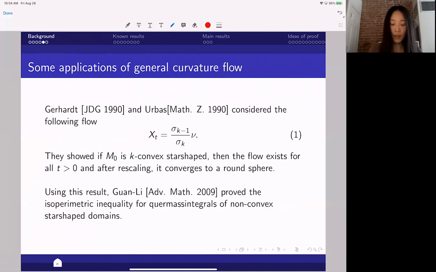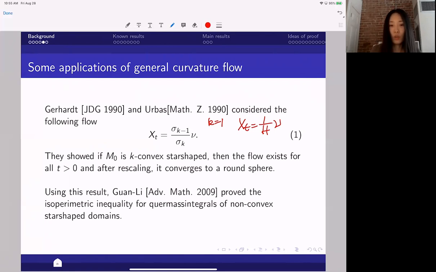Here, the example we're going to talk about is to use general curvature flow to prove quermassintegral inequalities, as parametric inequalities for quermassintegrals. So in 1990, Gerhardt and Urbas considered the following curvature flow, which is x_t equals sigma_k minus 1 over sigma_k times nu. And we can see that when k equals 1, it's just the inverse mean curvature flow, where nu is the outward normal.